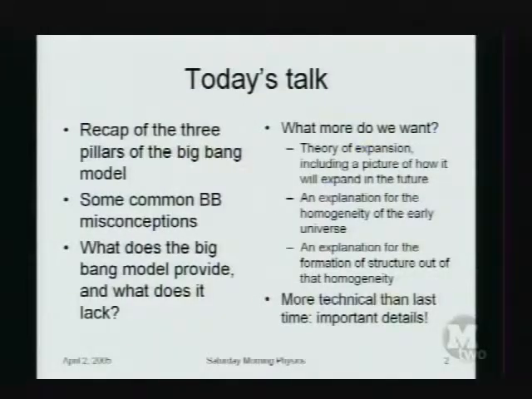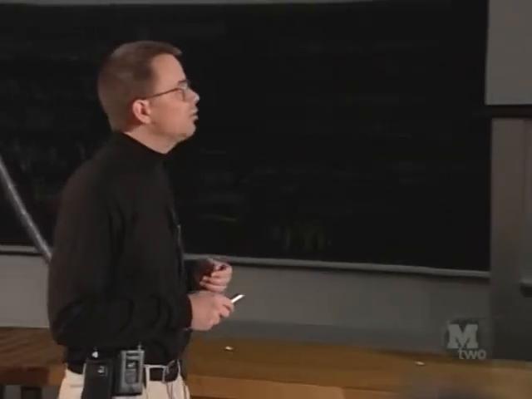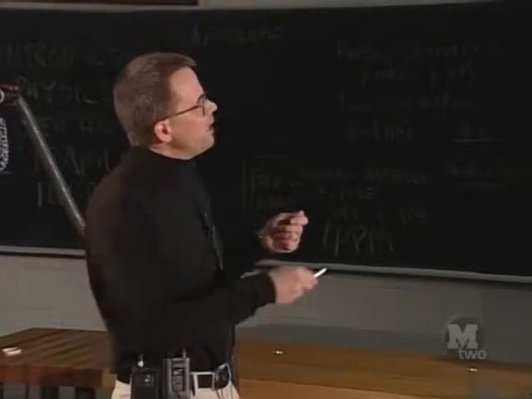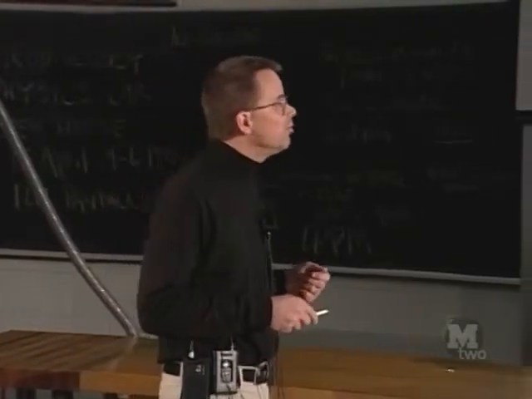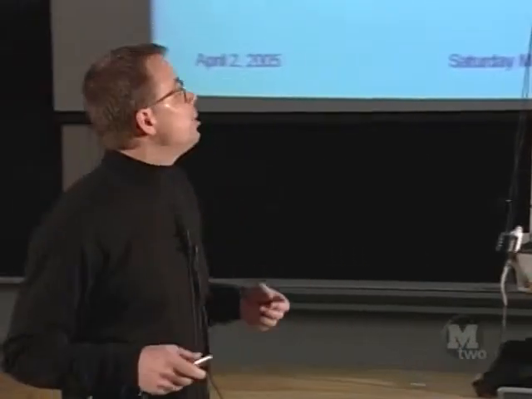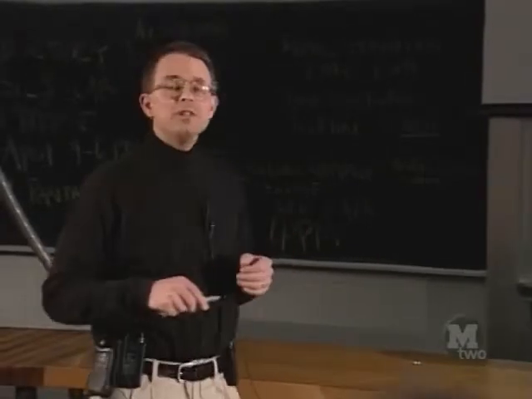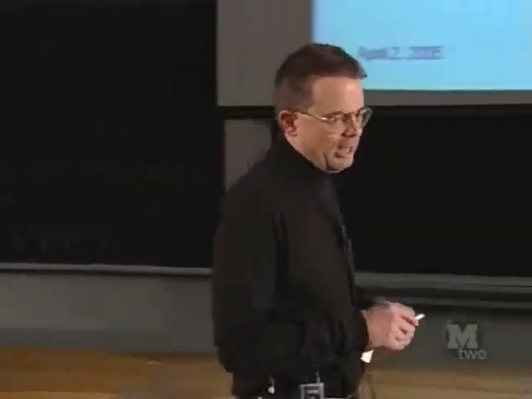And two of those are the homogeneity of the early universe, the fact that the universe looked so similar everywhere in the early universe. We have to be able to explain that, and we'll talk about that. And then we have to explain how it went from this very homogeneous early universe to the very inhomogeneous universe that we see today. This talk, because it talks about extensions of the simplest kind of picture of the Big Bang model, will be somewhat more technical than the talk we gave last time. There are some very important details here that I want to try and get across, and so I'll have to ask you to bear with me to try and understand some of these more technical points.